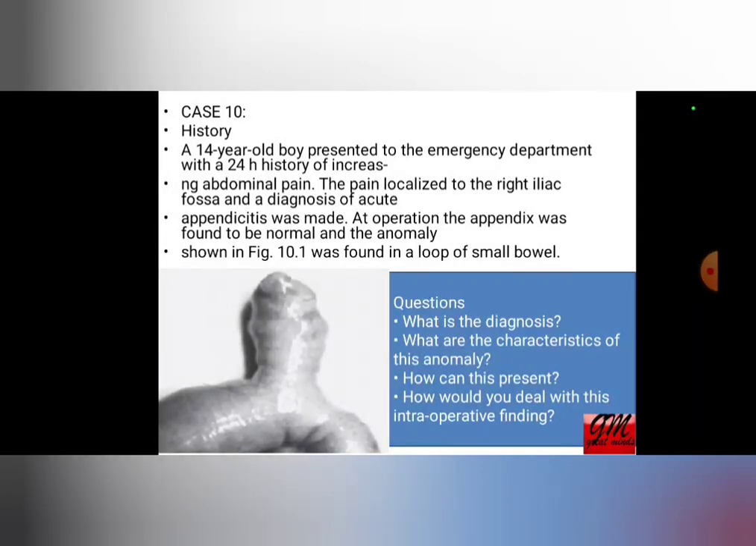Is it clear? So how does this present? It's a true diverticulum made up of many tissue types. Is it clear? You need to know that Merkel diverticulum has gastric tissues.